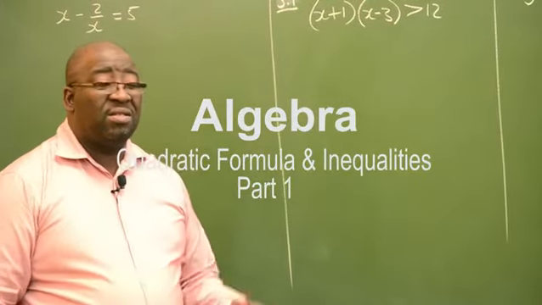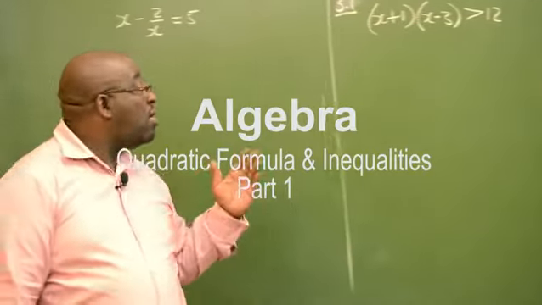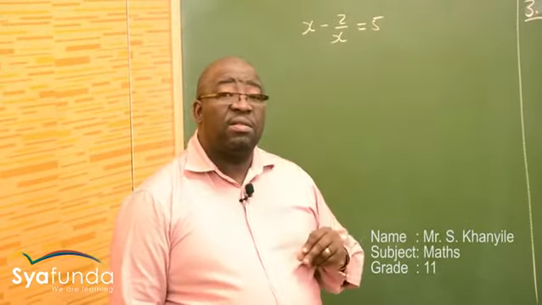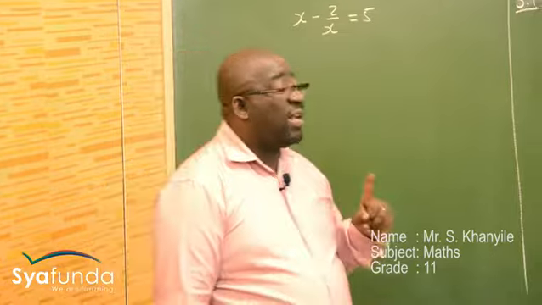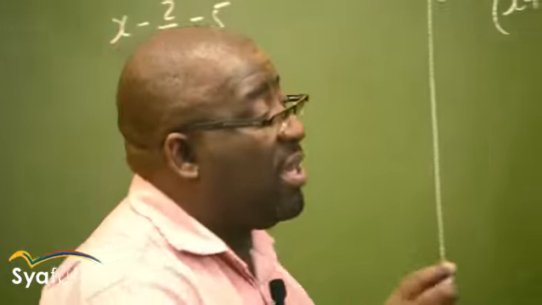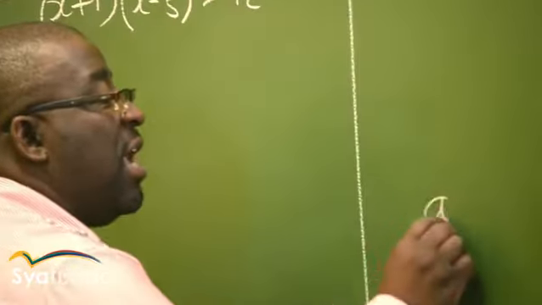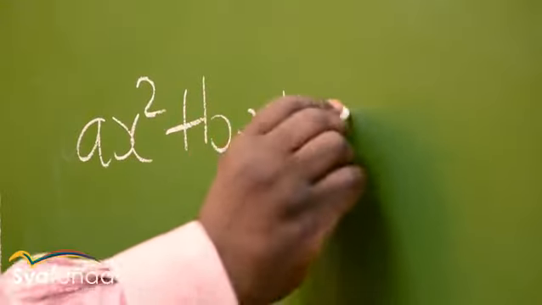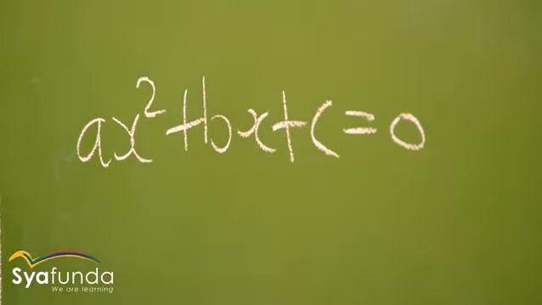I want us to look at these subtopics under algebra, which are quadratic forms, using the quadratic formula, and inequalities. Remember, your standard form becomes vitally important. Your quadratic standard form is ax squared plus bx plus c. You make it equal to 0 if you want to solve for x.